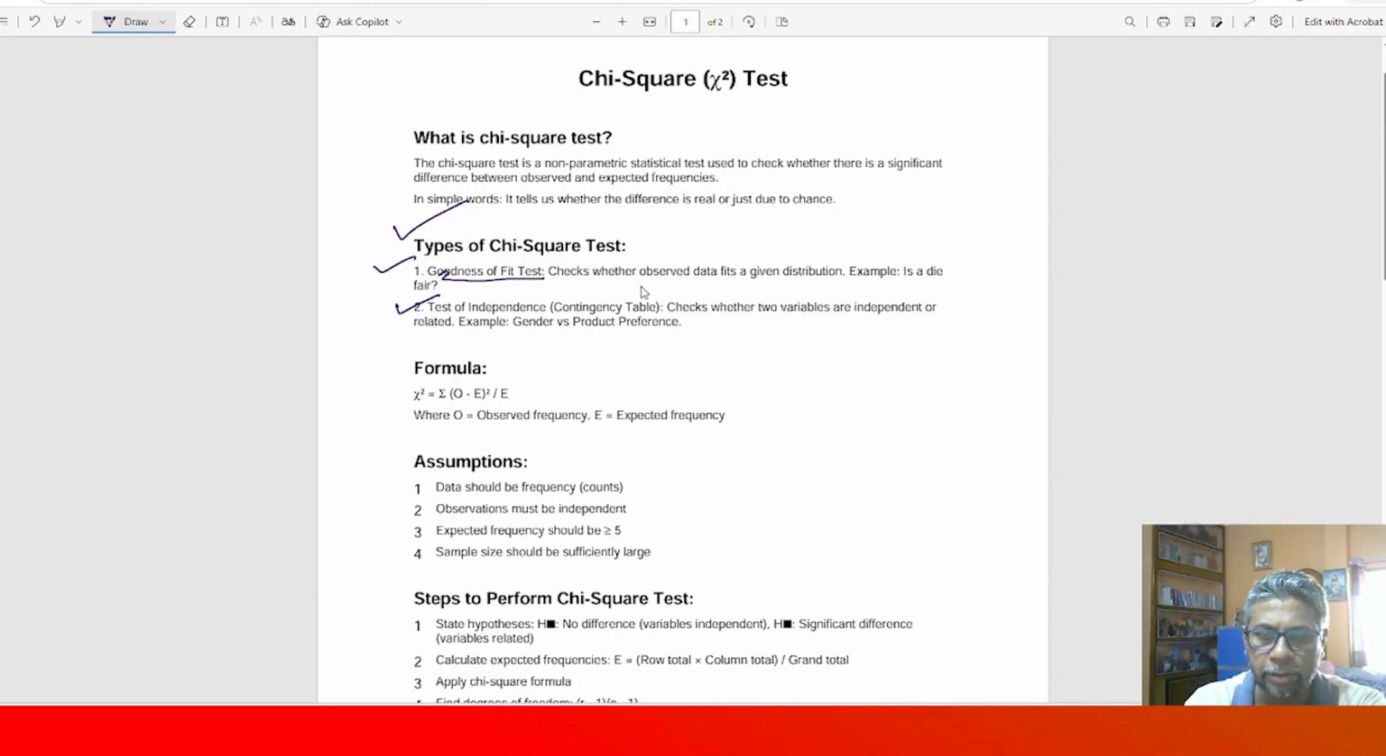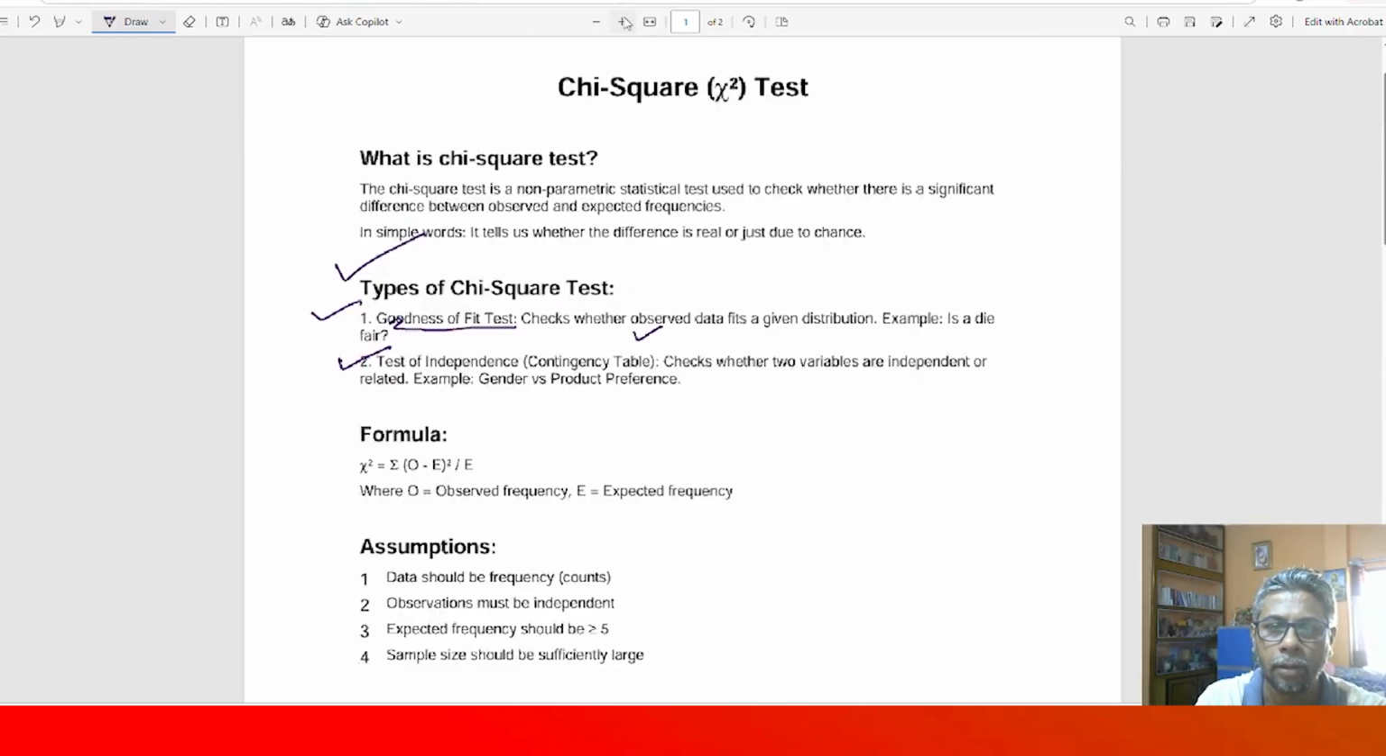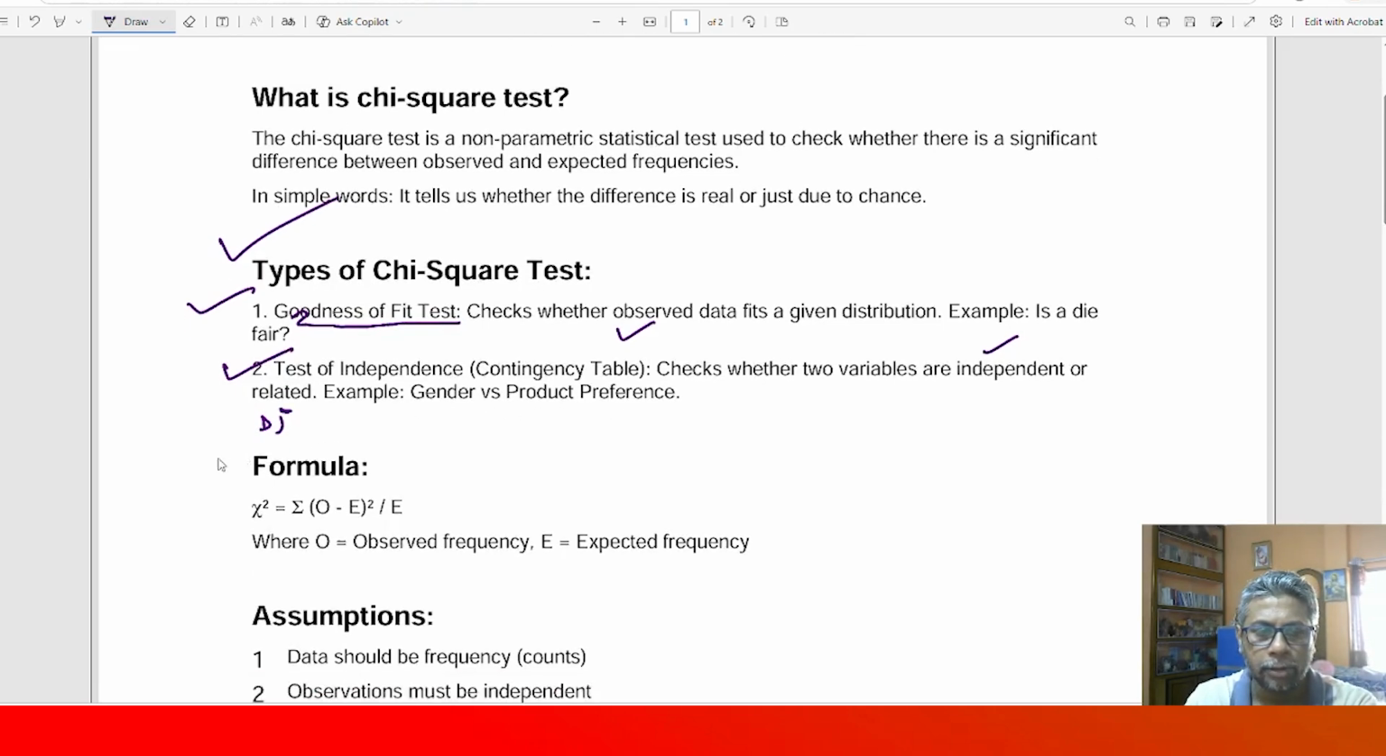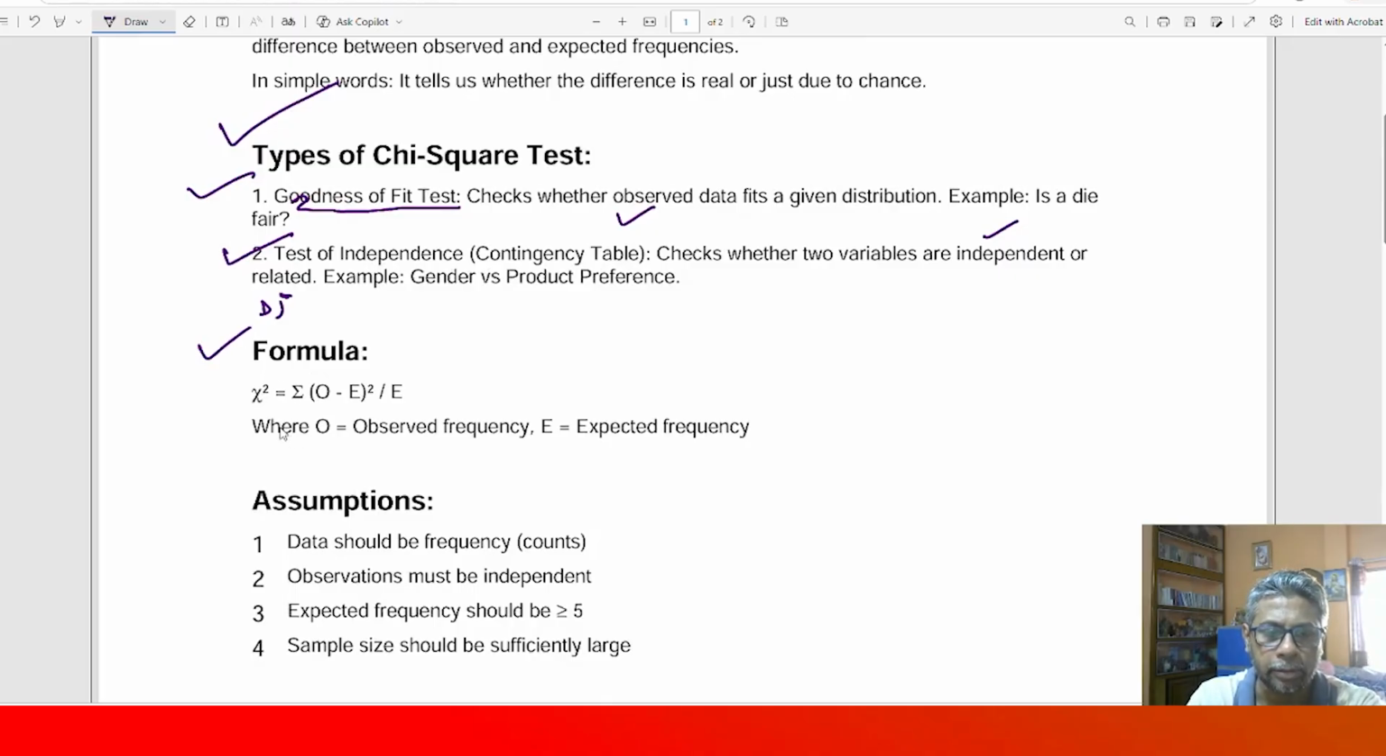Test of independence, using a contingency table, checks whether two variables are independent or related. Example, gender versus vote. This is the formula of the chi-square test: chi-square equals summation of (O minus E) whole square divided by E. O means observed frequency, E means expected frequency.